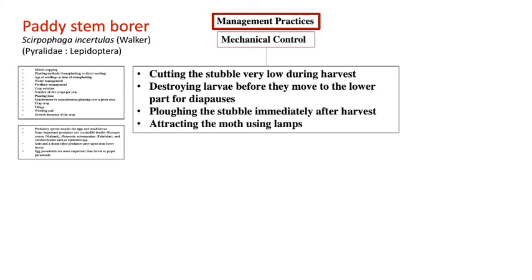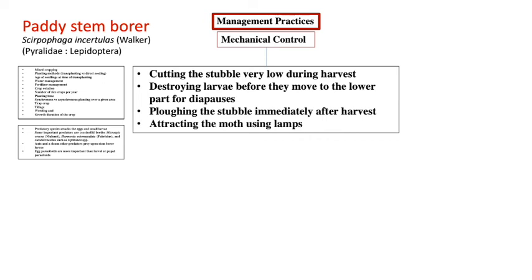Infestation may be reduced by cutting the stubble very low during harvest, destroying larvae before they move to the lower part of the diapause. However, at harvest, 40 to 80% of the larvae have already reached the lower part of the stem. Plowing the stubble immediately after harvest could destroy the larva. However, this may not be economically feasible unless the field is to be planted again.